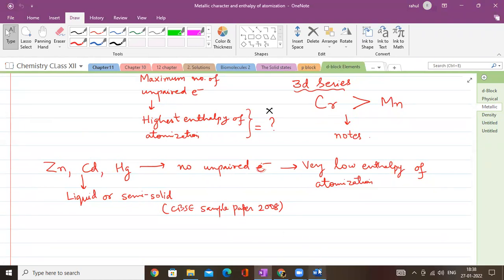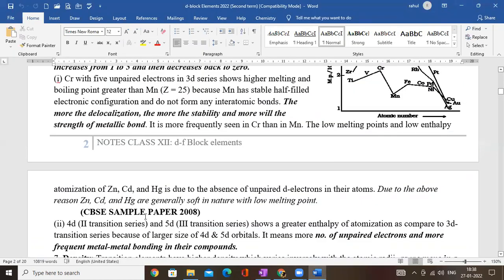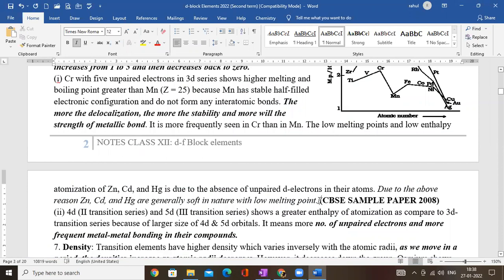So this is sample paper 2008 ka question, which of course is written here. Due to the above reason, which as I said, they have a completely filled electronic configuration, zinc, cadmium, and mercury, they are either soft in nature or they have a low melting and boiling point. The reason is very much clear, because as I said, they have fully filled electronic configuration. They do not have a very high value of enthalpy of atomization.